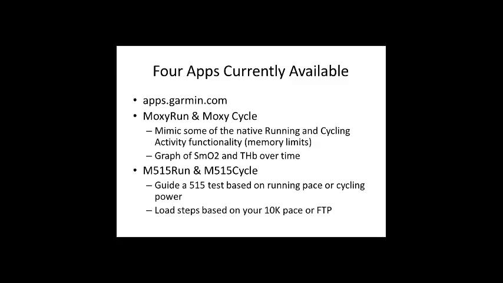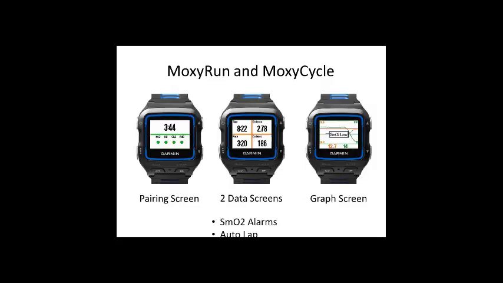So with either of these apps, you could run a 515 test outdoors. You could use your bike if you're on a reasonably flat area, or running, we base it all on pace. If you're running on a track or something reasonably flat again, you could do those 515 tests and not be restricted to working in a lab. So all four of those apps are currently available on the Garmin store right now.